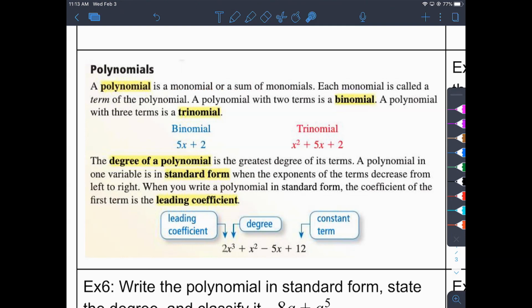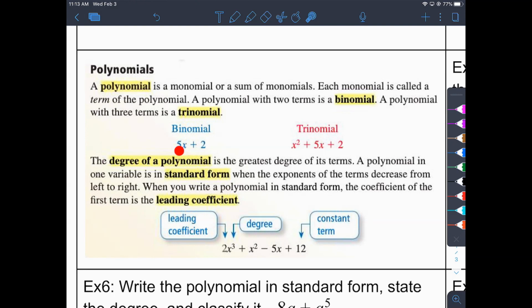So you could have several of them, several monomials. Each monomial is called a term of the polynomial. So based on the number of terms you have, kind of changes the name. And that's what it says in the next two sentences. But you can see it right here.